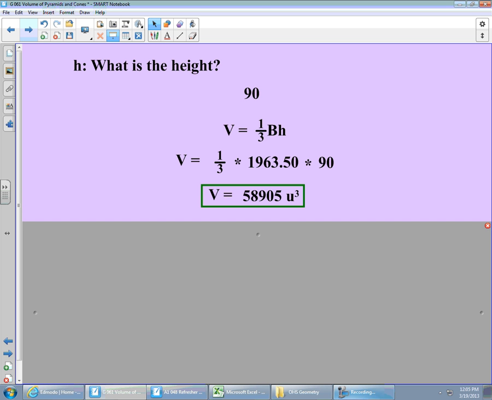Yeah. And we've got 58,905, whatever the units are, cubed. So whatever those units are, I hope they were really small, like millimeters. Otherwise, that's a gigantic cone.